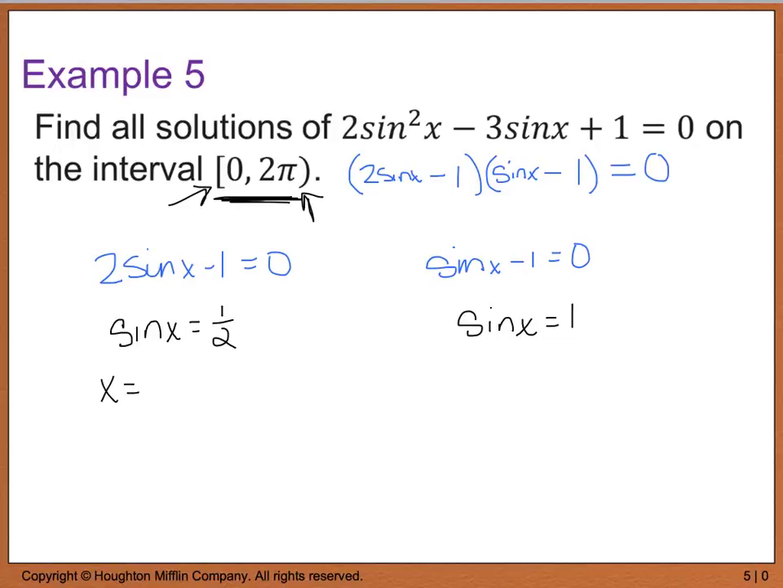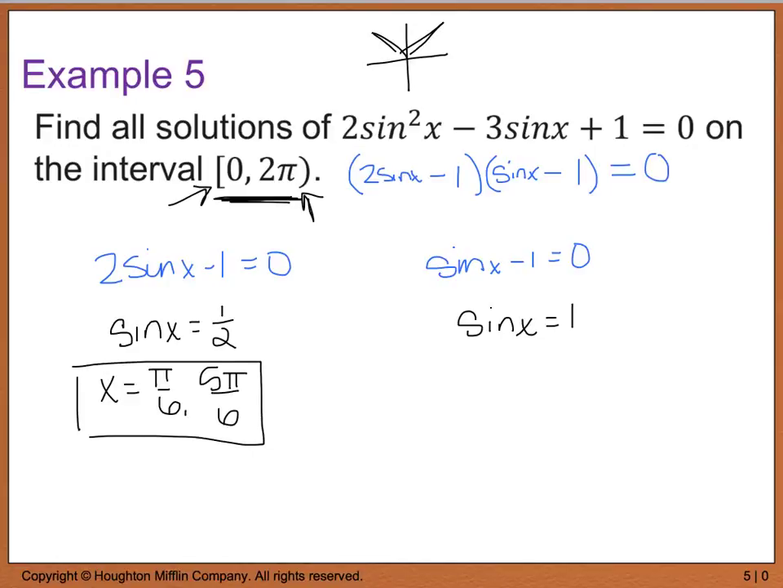When x is equal to pi over 6 or 5 pi over 6, and this is going to be in quadrant 1 or quadrant 2. Then sine x is going to equal 1 when x is equal to pi over 2. And because I'm only looking for a positive 1 on sine, I do not include the value of 3 pi over 2. So this here would be my only solution for that.